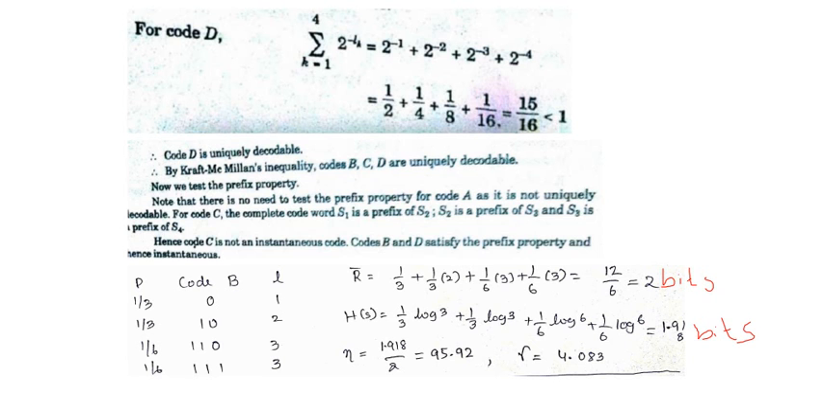So, efficiency is defined as H of S by R bar. So 1.918 divided by 2, that is 95.92 percent efficiency. And redundancy is 1 minus efficiency. So 4.083 is the percentage of redundancy. Okay.